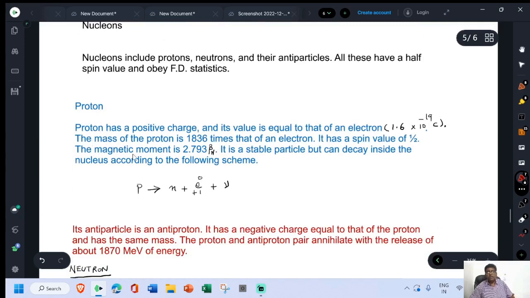Proton has a positive charge and its value is equal to that of an electron. This is the charge of a proton, plus 1.6 × 10^-19 coulomb. The mass of the proton is 1836 times that of an electron. It has a spin value of 1/2. The magnetic moment is 2.793 nuclear magneton. It is a stable particle but can decay inside the nucleus according to the following scheme. Proton is converted to neutron with the emission of a positron and neutrino.